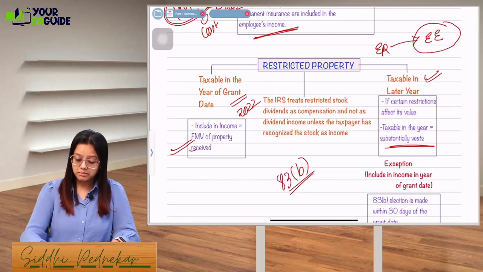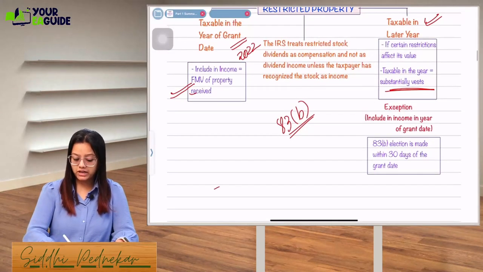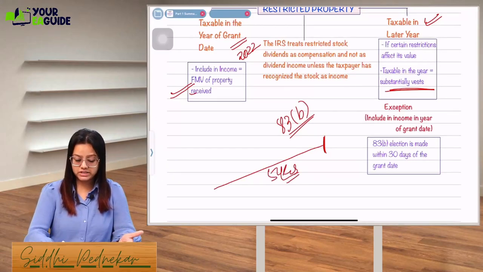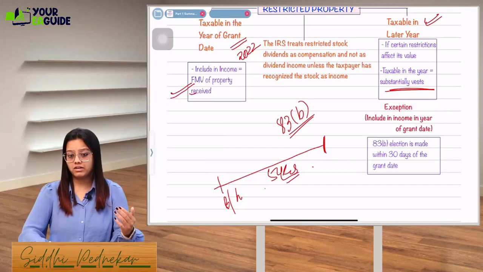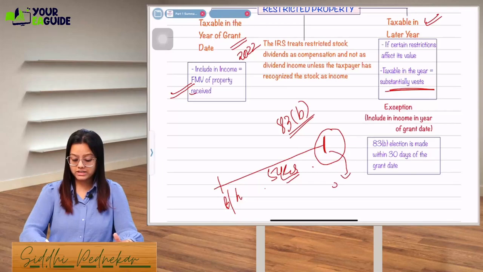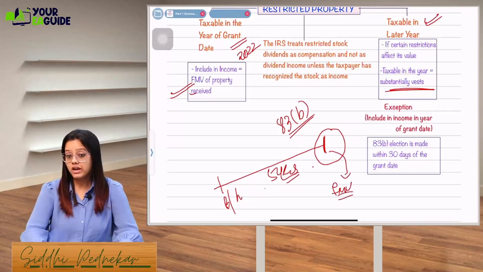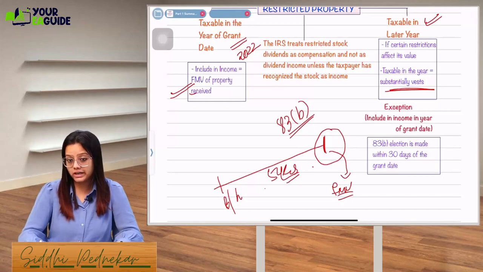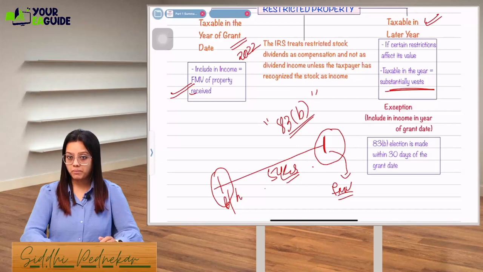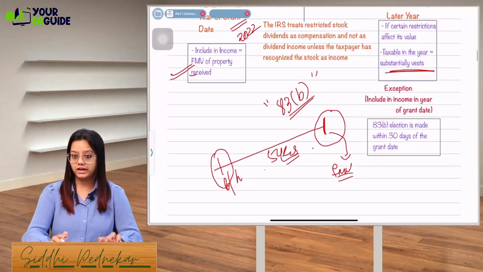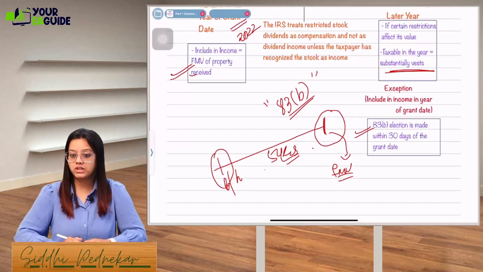Okay, got it, guys? But here the exception is, see what will happen when you recognize that property after, let's say, a 5-year restriction, and that is an appreciated property. Let's say you receive land or a building, and after 5 years when you check the value, it has increased on a very higher side. At that time the FMV will be very high, and it will be a huge loss for the employee, because you received it in year one. So you have the option to elect 83(b) and include that restricted property as income on the grant date. The 83(b) election can be made within 30 days of the grant date.